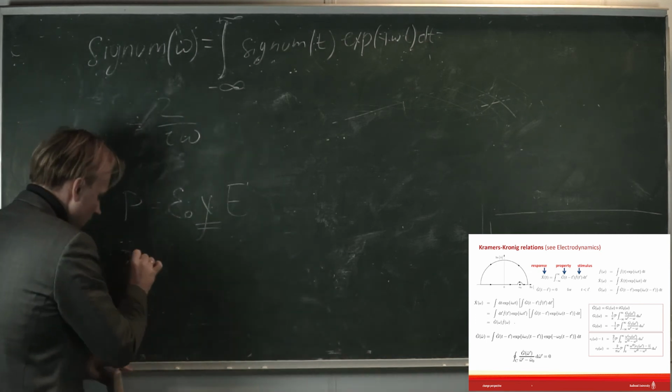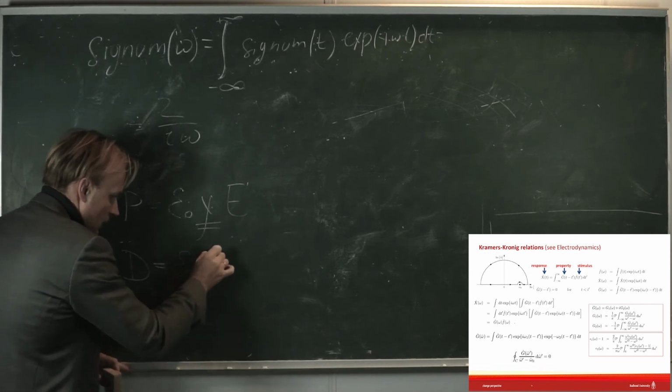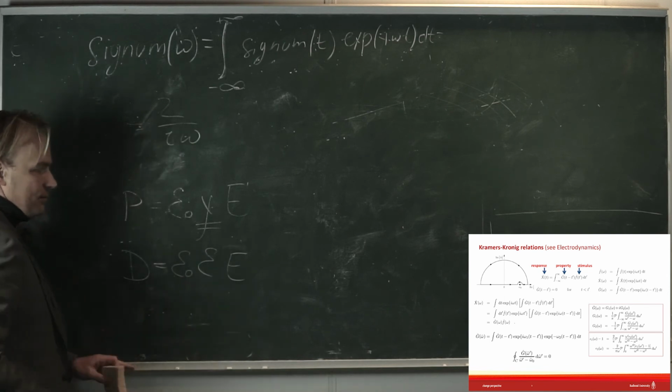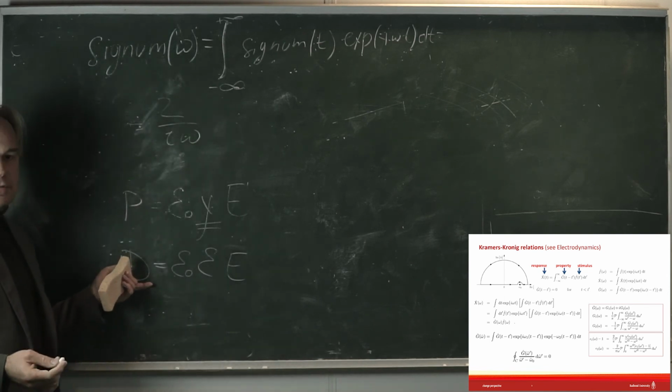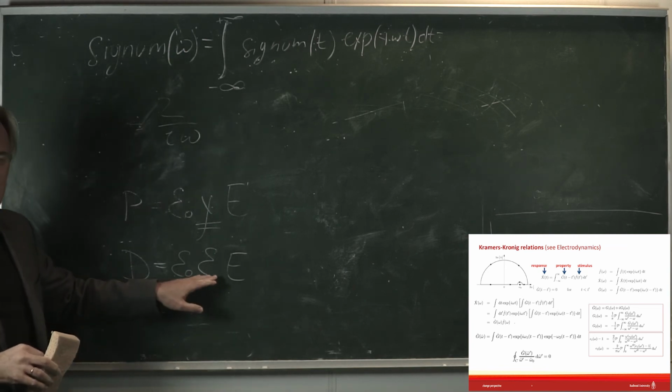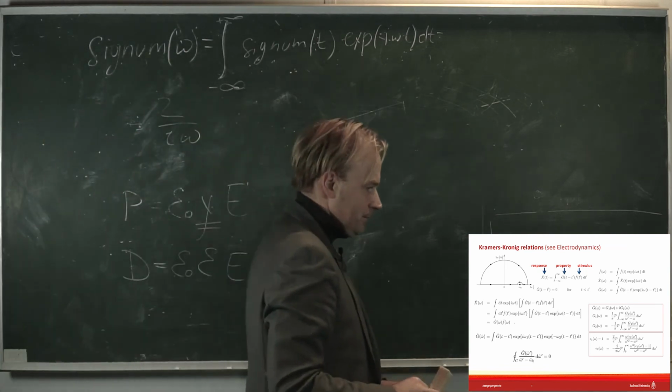But then, in principle, you can also write this expression. And D is also sort of a response. Why don't we apply the Kramers-Kronig relations to epsilon? Here, we must be very careful.